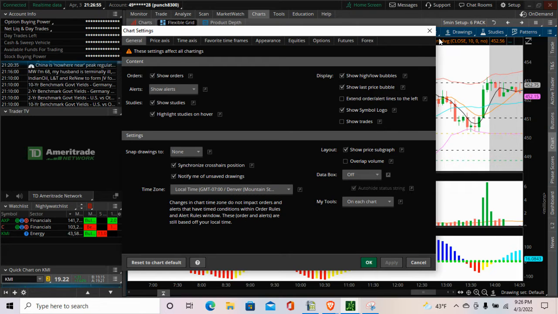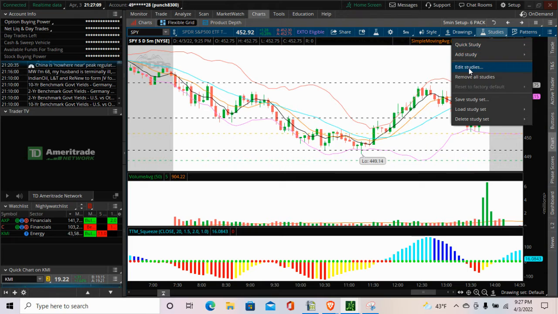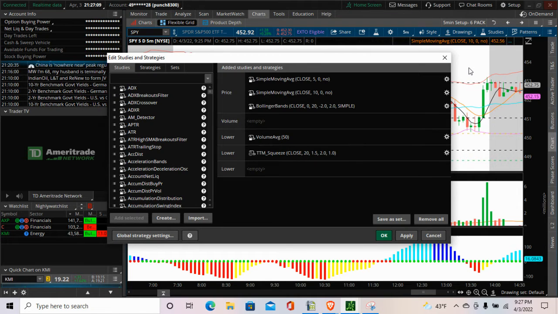If I go into studies, this is how my chart's set up. So I've got the simple moving average, and it comes standard, the 5 SMA and 10 SMA. Then my Bollinger Band settings. I don't change any of this. This is just a straight Bollinger Band setup with the simple moving average of 10 and the simple moving average of 5 plotted in there. Volume average and then TTM squeeze. I don't change any settings in here, and that's how it's set up on the 5 minute chart.